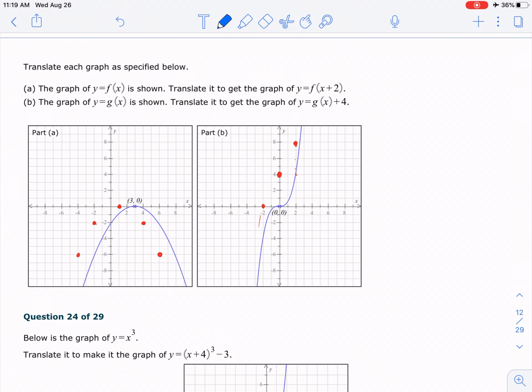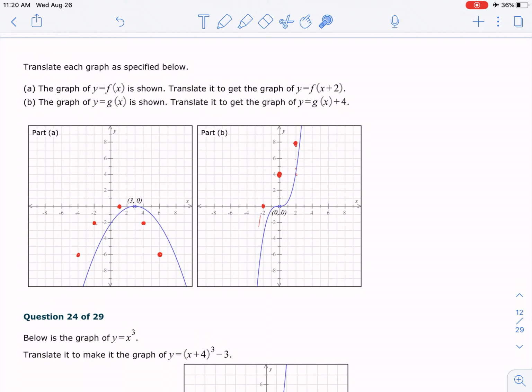So for transformation, if the value is outside of the parenthesis, you move up and down. If the value is inside the parenthesis, you move left and right. Okay, so you see positive, that's up, negative, down. Positive, that's to the left, negative, that's to the right.